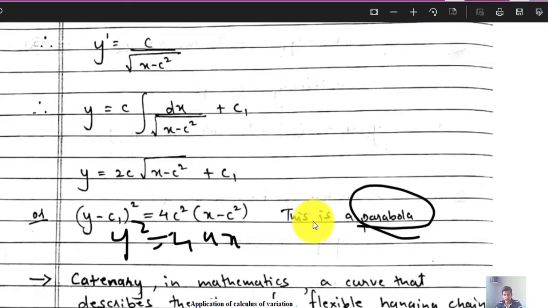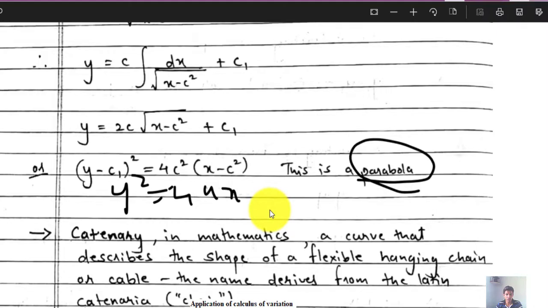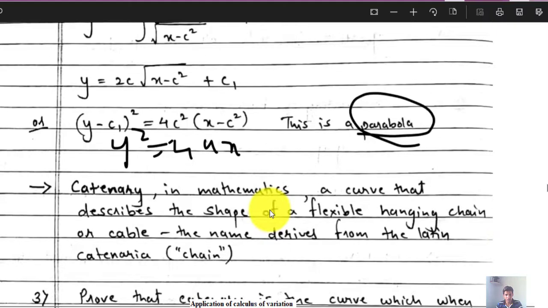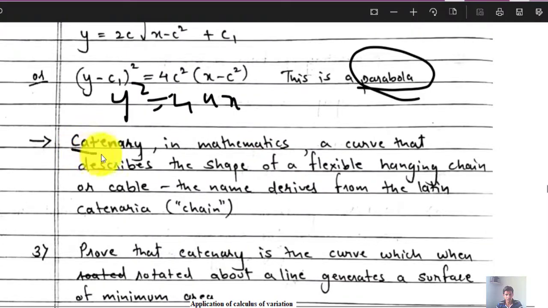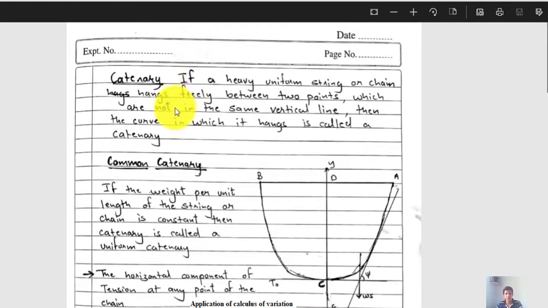Now let us see another application. The first one was geodesic, that is the shortest distance between A and B, a line. Now we'll see what is this catenary. In mathematics, a catenary is a curve that describes the shape of a flexible hanging chain or cable. The name derives from the Latin catenaria, which is chain. So let me explain this, see here. This catenary application is very important, and you have come across this many a times. You have also observed it, right?